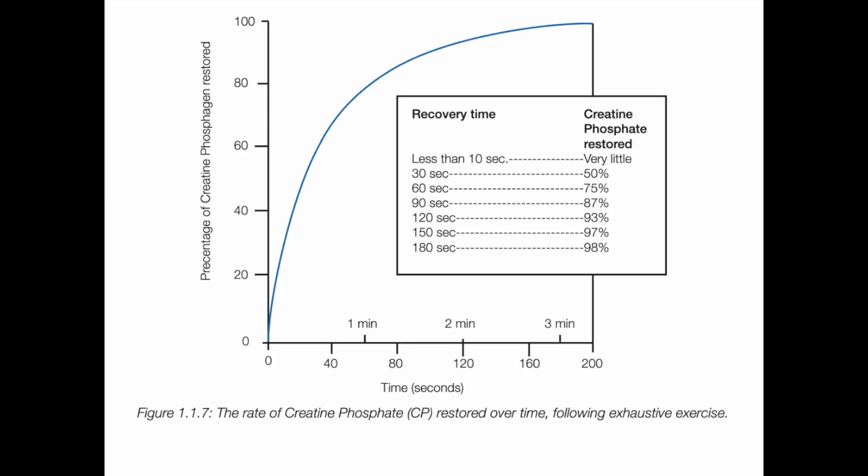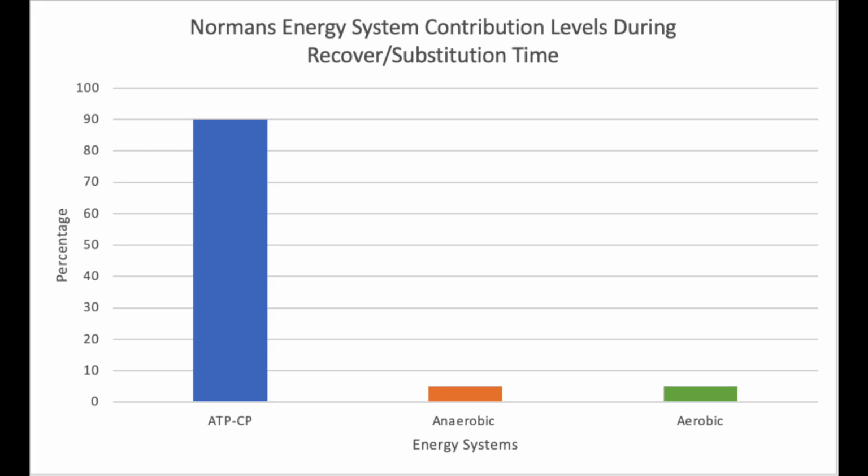Norman is using passive recovery to decrease the amount of lactic acid in his blood. As Norman is off the field for 151 seconds, his CP stores are restored by 97%. Norman's aerobic system will contribute very little, approximately 5%, as his oxygen levels meet the oxygen demands, and his anaerobic system will also be contributing 5% as he is walking up and down the sidelines.